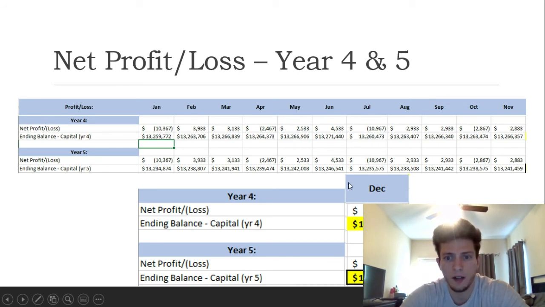So I went ahead and included the entire monthly spreadsheet for all of the profit and losses month by month, just so you could look at them. As you can see, there's a couple good months, a couple bad months. It's really, really close.